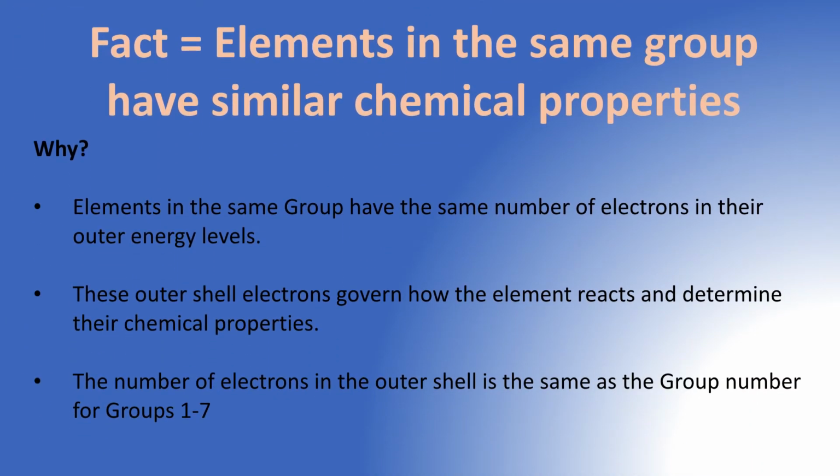It is a well-known fact that elements in the same group have similar chemical properties, but why is this? Apart from helium, elements in the same group have the same number of electrons in their outer energy levels. These outer shell electrons govern how the element reacts and determine its chemical properties. The number of electrons in the outer shell is the same as the group number for groups 1 to 7.